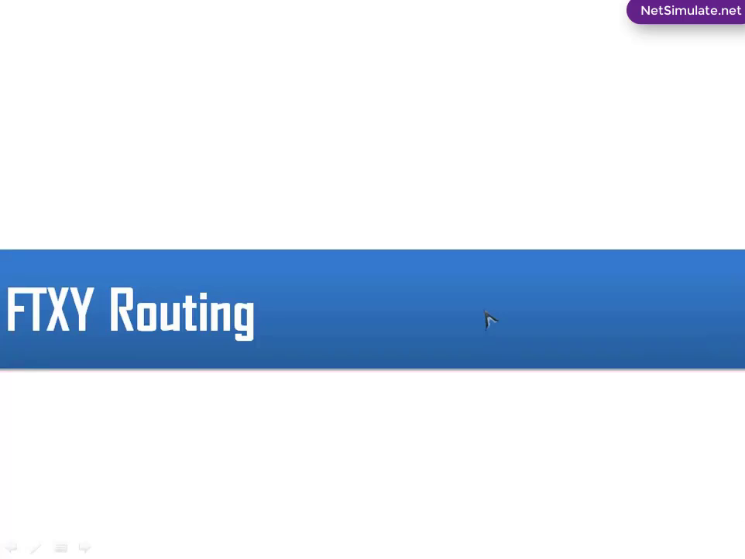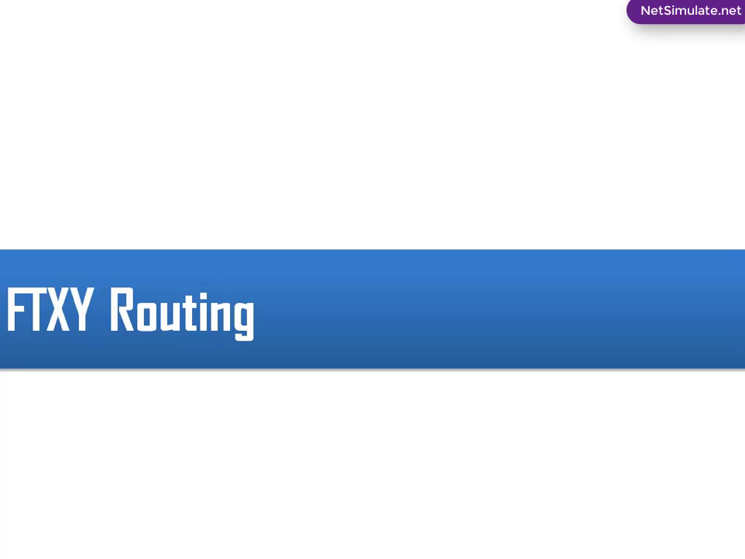Hello friends, in this video I will explain the fault tolerant XY routing algorithm. As we know, the XY routing algorithm cannot handle link failure. If there is any failed router or link in the path of XY routing, the packet cannot be delivered. So FTXY, fault tolerant XY, is an improvement over the original XY routing.